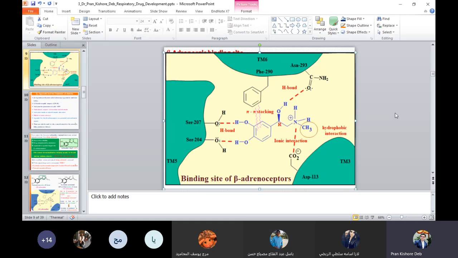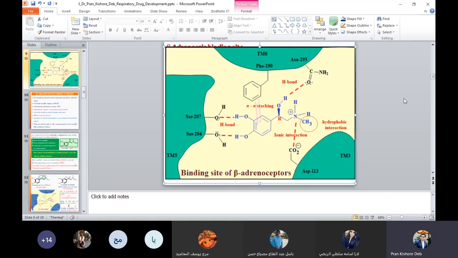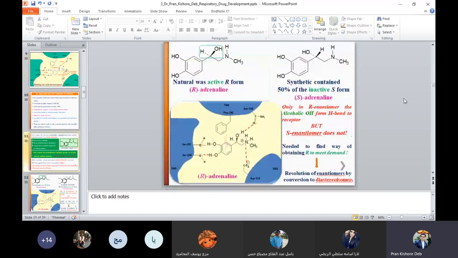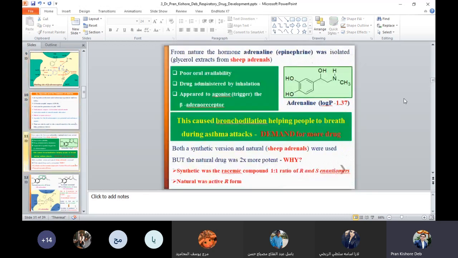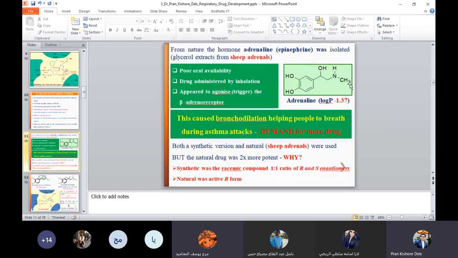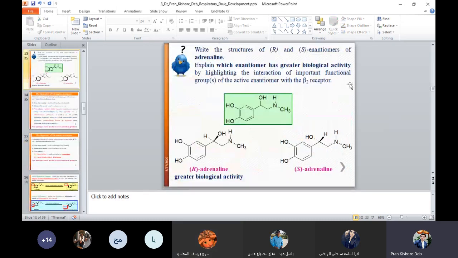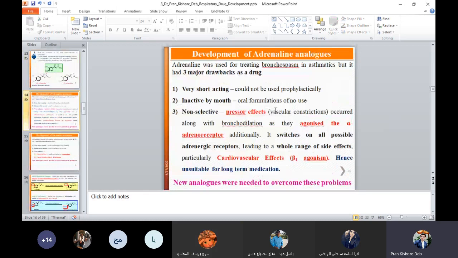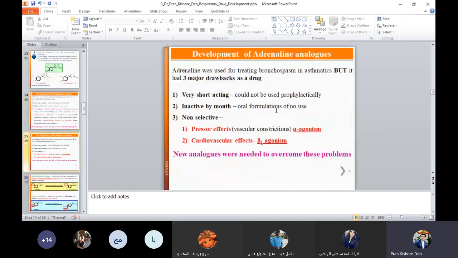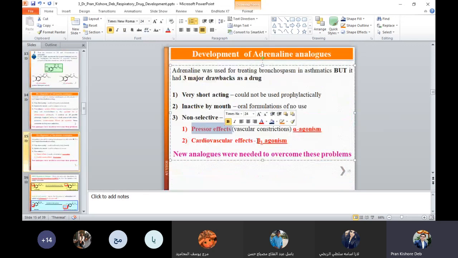So with this understanding, we will carry forward. We will not waste much time because our class timing has been reduced. Based on this, we have seen adrenaline. What are the disadvantages? It is not orally available, it has short duration of action, and it binds to both alpha 1 and beta 1. Because it binds to the alpha receptor, it shows pressure effect. Because it binds to beta 1, it shows cardiovascular side effect, right?